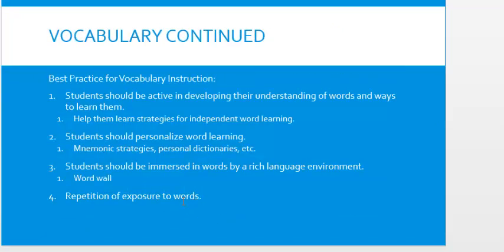So as I mentioned, with the part of building their background knowledge and focusing on their vocabulary is that they have repetition with that vocabulary. So some best practices that we know about for vocabulary instruction are that the students need to be active in developing their understanding of words and ways to learn them. So give them strategies to learn independent words. For my son, he has a Kindle, so I've shown him how if there's a word that he doesn't know when he's reading a novel, he can just tap on that word, highlight it, and it gives a very quick, easy definition for him.